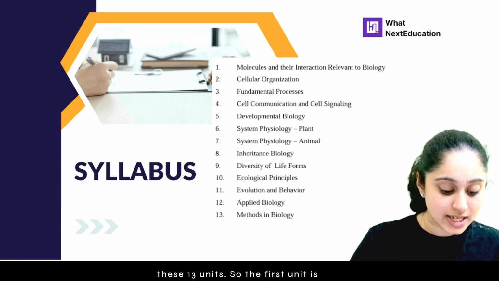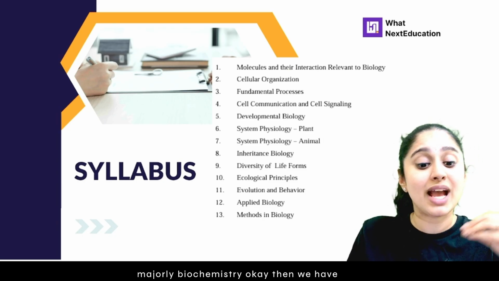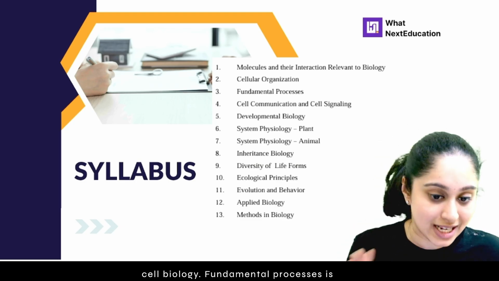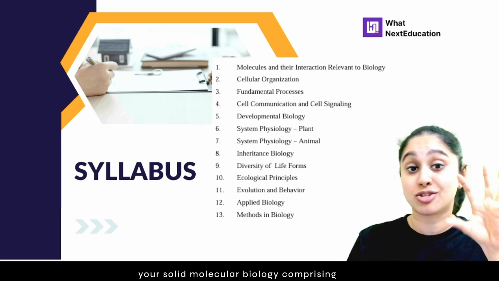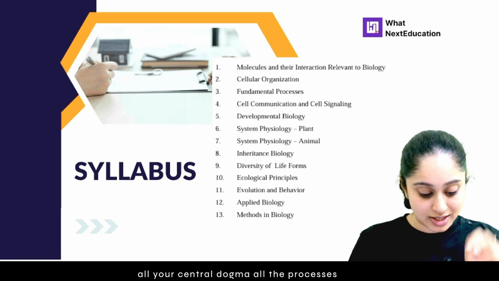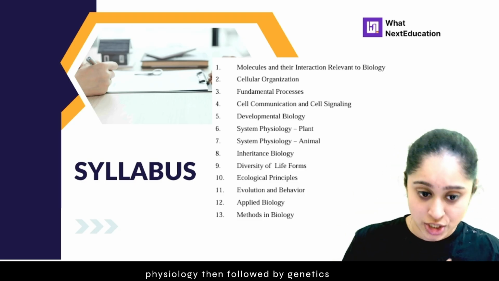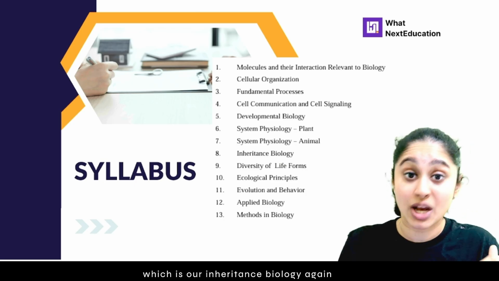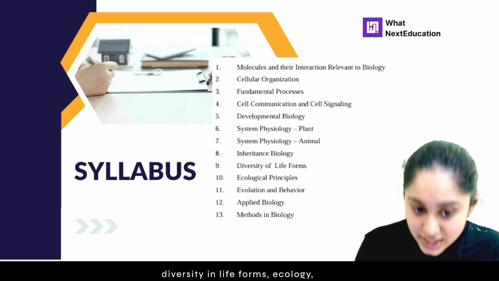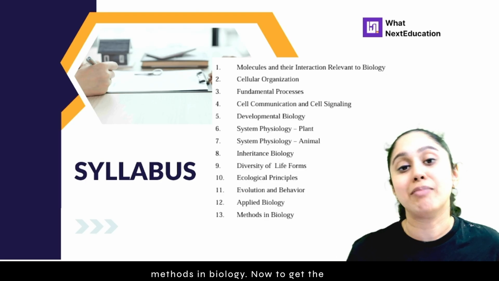So the first unit is molecules and interactions, which is majorly biochemistry. Then we have cellular organization and unit 4 cell communication, which is basically pure cell biology. Fundamental processes is your solid molecular biology, comprising all your central dogma, all the processes, everything. Then we have developmental biology, then plant and animal physiology, then followed by genetics, which is our inheritance biology, again very very important. Then we have diversity in life forms, ecology, evolution, applied biology and methods in biology.